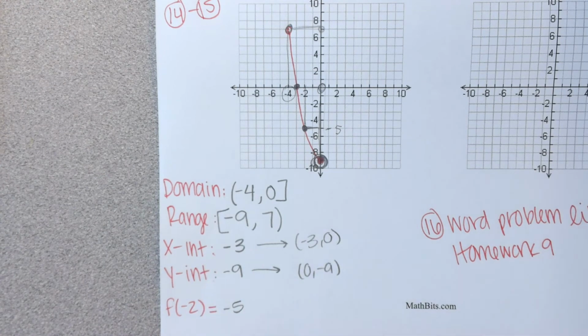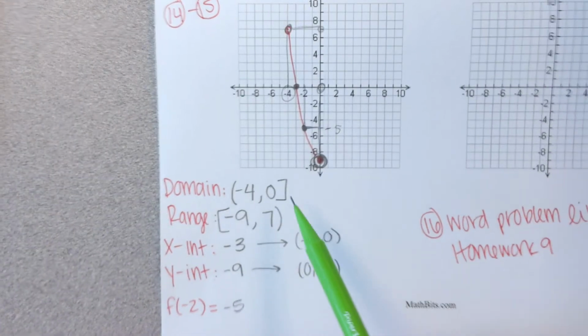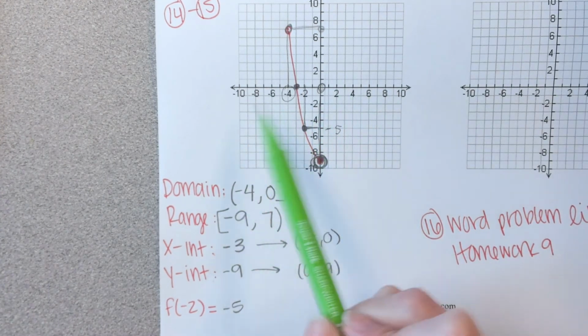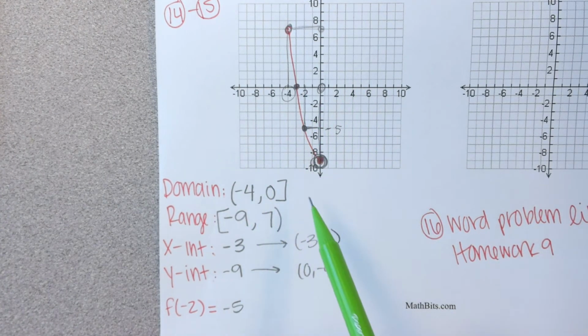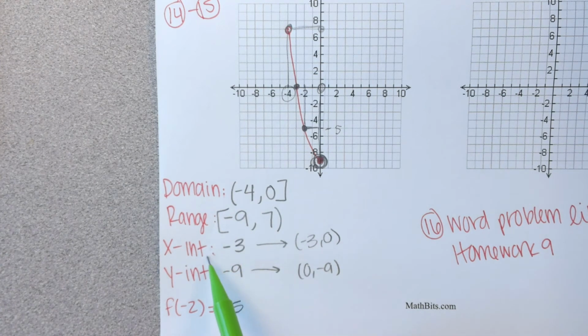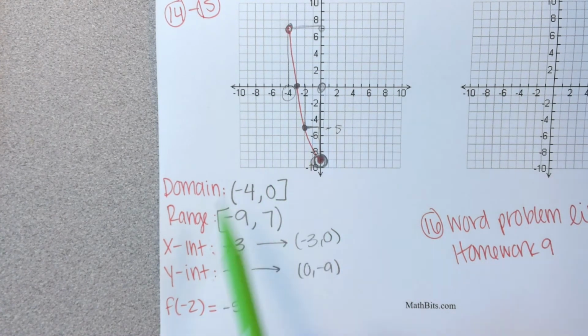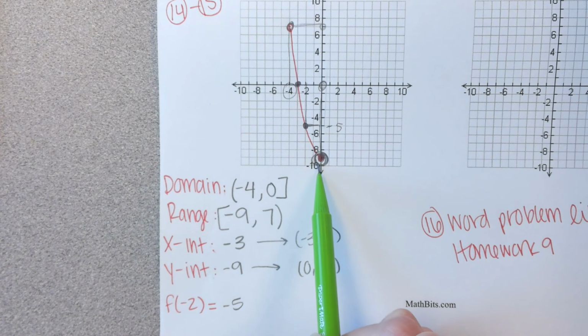Okay, so we had to do a few different parts there, but it's okay. Just take it one step at a time. Remember, domain is left and right. Range is bottom to top. X-intercept is where it hits the x-axis. Y-intercept is where it hits the y-axis.